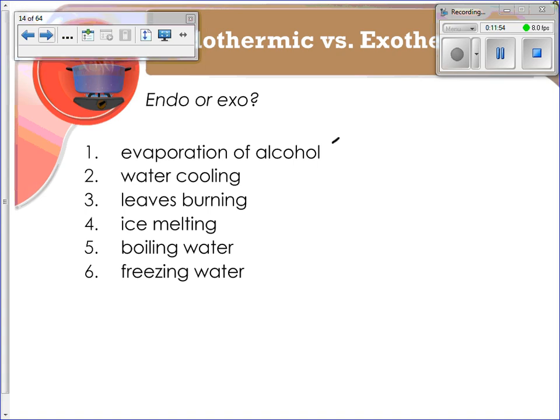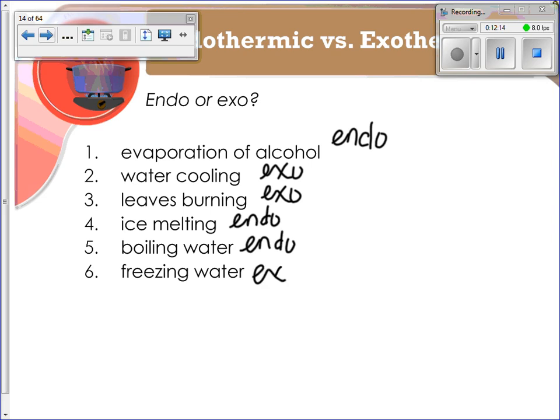Evaporation of alcohol is going to be endothermic. Water cooling is going to be exothermic. Leaves burning is going to be exothermic. Ice melting is going to be endothermic. Boiling water is going to be endothermic. And freezing water is going to be exothermic.